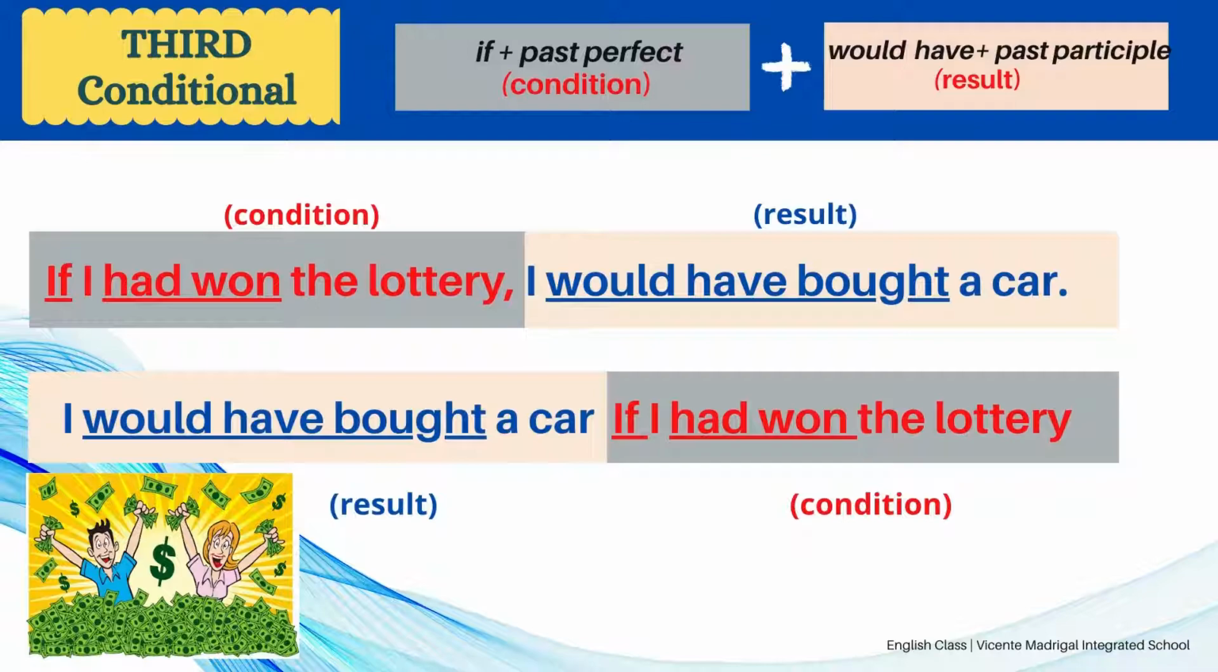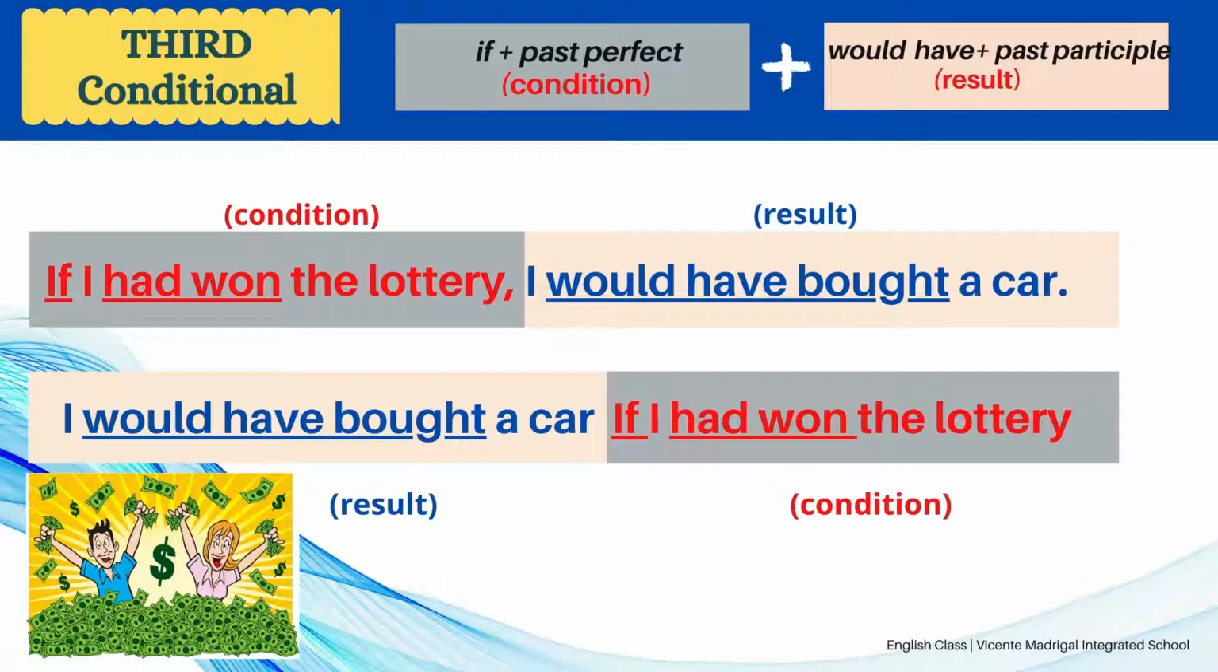If I had won the lottery, I would have bought a car. I would have bought a car if I had won the lottery. We have two parts here. First part is if I had won the lottery, which is the condition. It uses the signal word if in the clause, and we used had won, which is a past perfect tense. Second part is I would have bought a car, which is the result. We used would have plus the verb bought, which is the past participle of the verb buy.